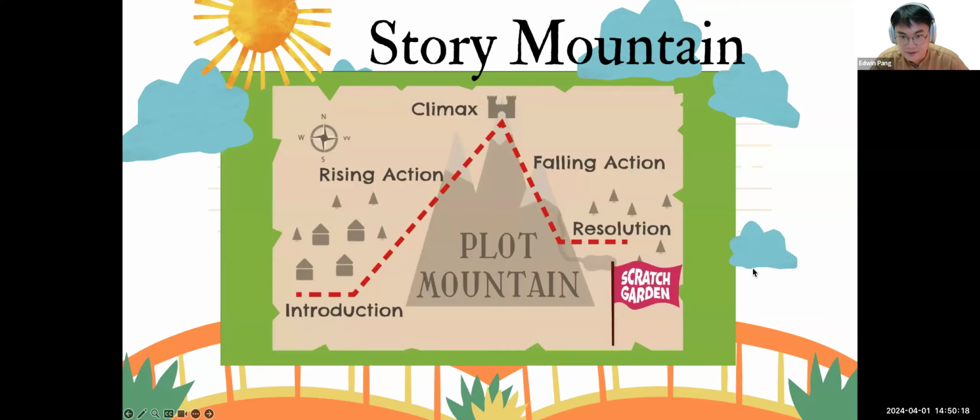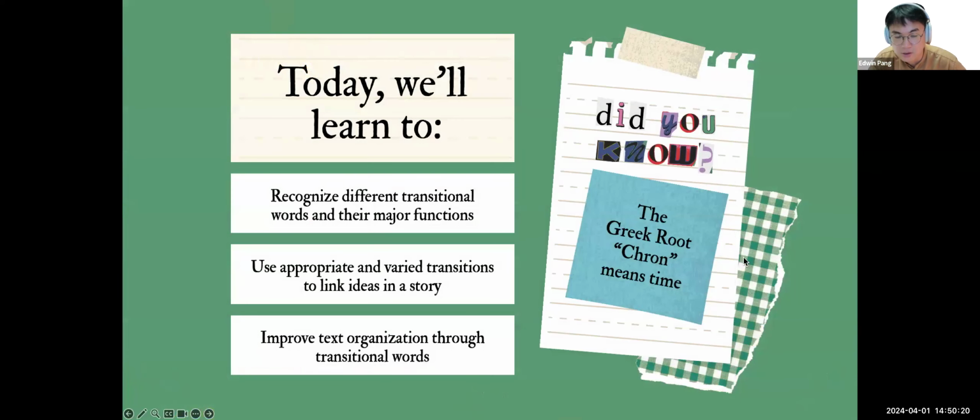So today's lesson, we are not going to be talking about Story Mountain. We are going to be looking at how to connect words using transitional words. We're going to connect sentences and phrases using transitional words, okay? Are you all okay? Are you all ready to go?